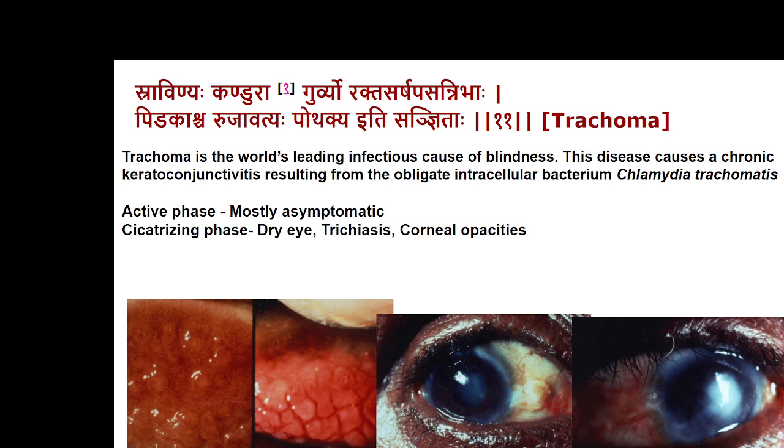Clinical presentation could be of two forms, like active phase or cicatrizing phase. Active phase is mostly asymptomatic. There would not be many significant symptoms, but gradually it's a very chronic condition. If you stretch the palpebral surface, you can see multiple irregular swellings, roughness. The whole area becomes rough.